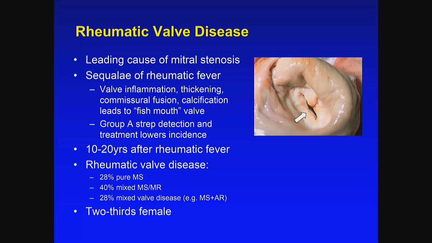And when rheumatic valve disease is present, pure mitral stenosis is present 28% of the time, mixed mitral valve disease with both stenosis and regurgitation 40% of the time, and around 28% of the time there's mixed valve disease with the mitral and non-mitral valve, such as aortic regurgitation or aortic stenosis. And interestingly, 2/3 of the folks who suffer from rheumatic heart disease are women, suggesting that there's some immune-related phenomenon with sex and post-strep complications.